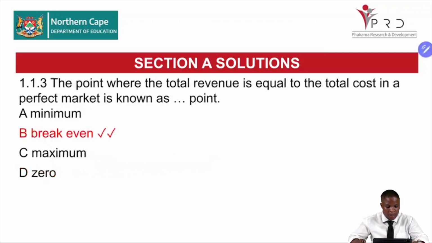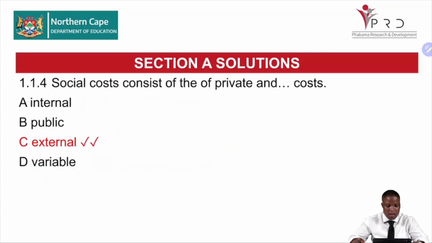Number 3, the point where the total revenue is equal to the total cost in a perfect market is known as what? Right, where TR is equal to TC, that is your break-even point. Social cost consists of the private cost and what? For us to get the social cost, it is the private cost plus the external cost. For us to get a social benefit, it is a private benefit plus the external benefit. Then you get your social benefit.